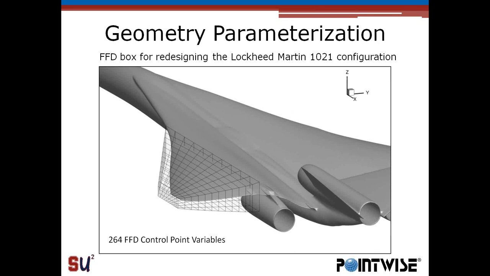To show you the specific box we've set up for this case, this is the FFD box out by the wing. We're going to be designing the outboard section of the wing, and we're going to be using 264 of these FFD control point variables. So we can use a large number of variables, and this is one of the nice features of the adjoint methodology we're using: we can compute the gradient for a large number of design variables very efficiently. So this is the view of the FFD box that we're going to be using for design today.